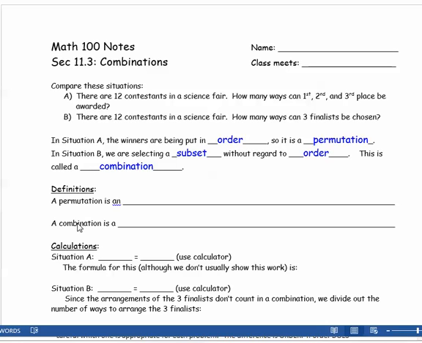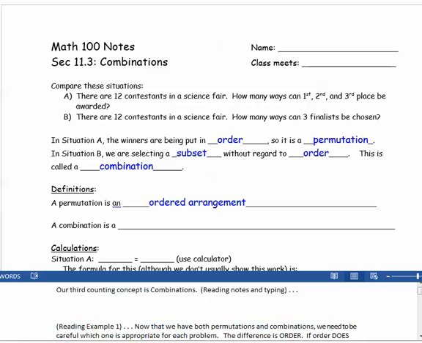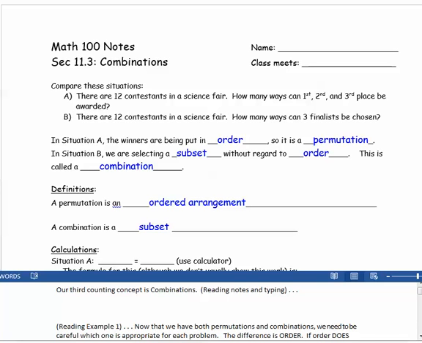Definitions of permutation and combination. A permutation, as we saw before, is an ordered arrangement. A combination is just a subset or a group with no order.